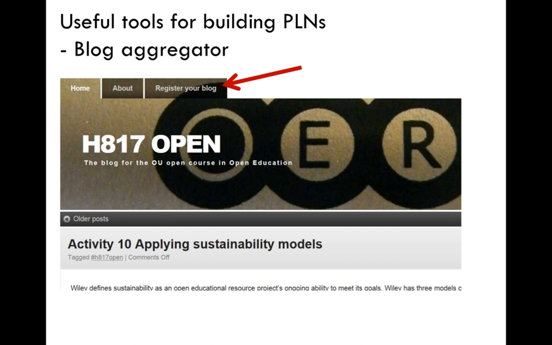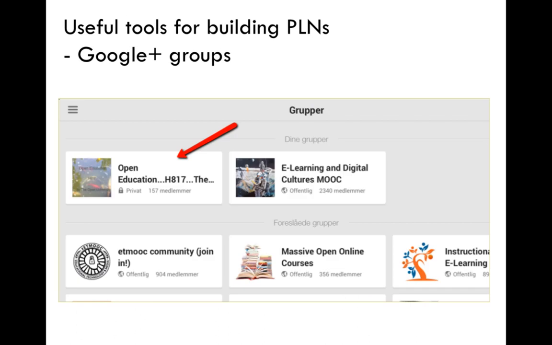Still, there was an awful lot of names and people to relate to since there were more than 500 participants doing the MOOC. I noticed, however, that one participant had created a Google Plus group for participants doing the Open Education MOOC. I asked to be enrolled, and suddenly my world was transformed.